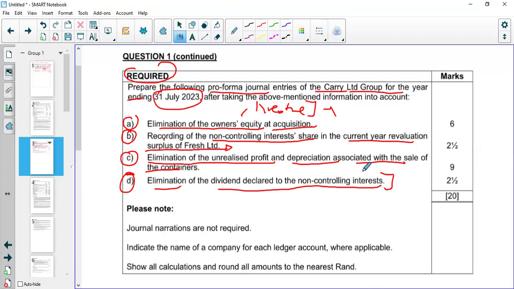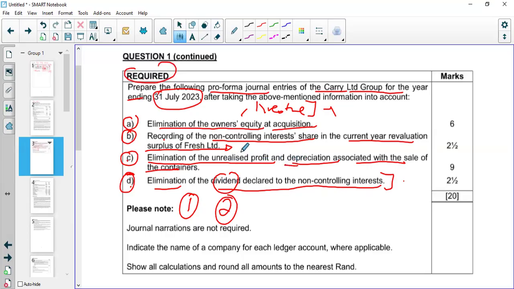Now, if I can just give you an insight into these things, you should always expect this in your examination. You must always expect this elimination of the dividends declared by the subsidiary. This is a question you must always expect. Always expect this question C, where there's a sale of a depreciable asset, and you are required to eliminate the unrealized profits and the depreciation.